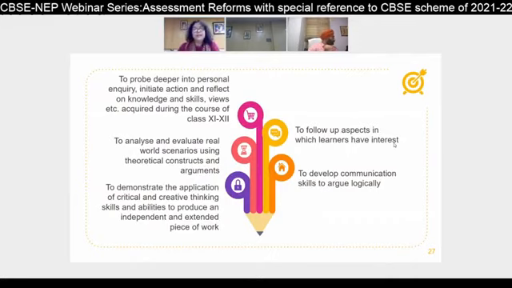Next slide, please. The objectives for the project work are very clear. One is to probe deeper into personal inquiry, initiate action so that whatever the students have gained during the course of class 11-12, they are able to apply it. They are able to analyze and evaluate what are the knowledge taken by them in the real world situation, apply the 21st century skills of critical and creative thinking, and follow aspects in which they are interested. In a way, give them a chance to develop their research skills, which will be helpful in their later lives.